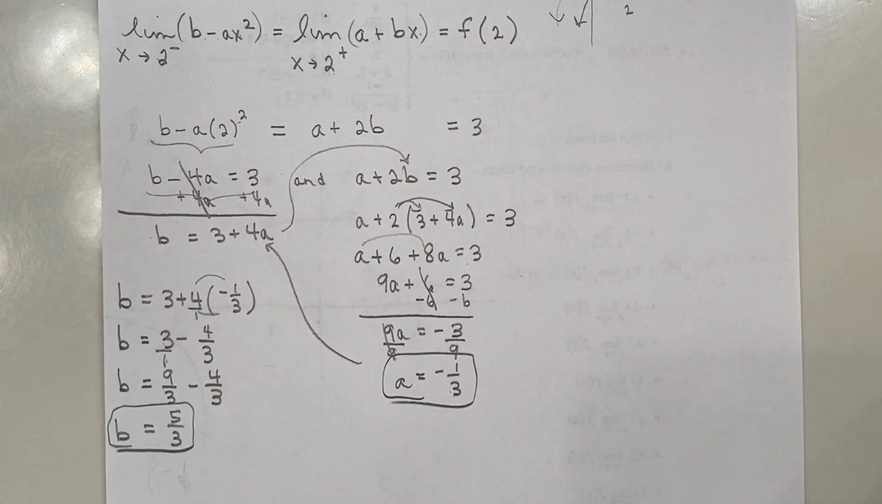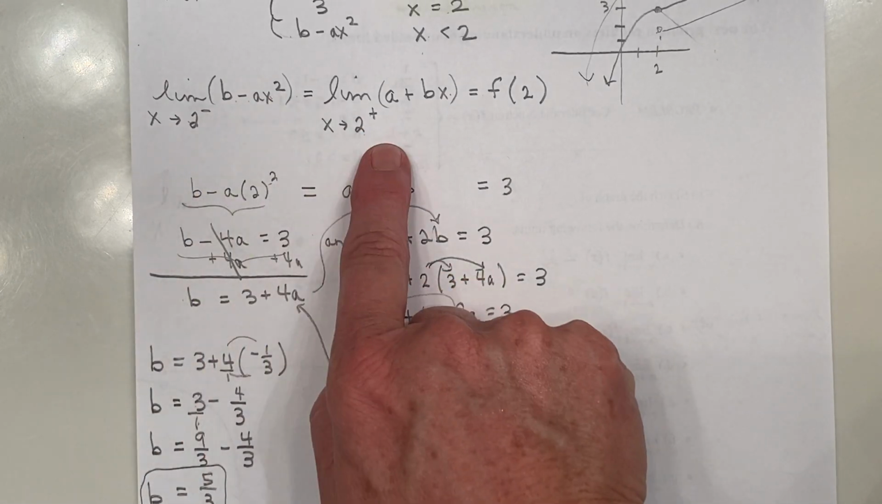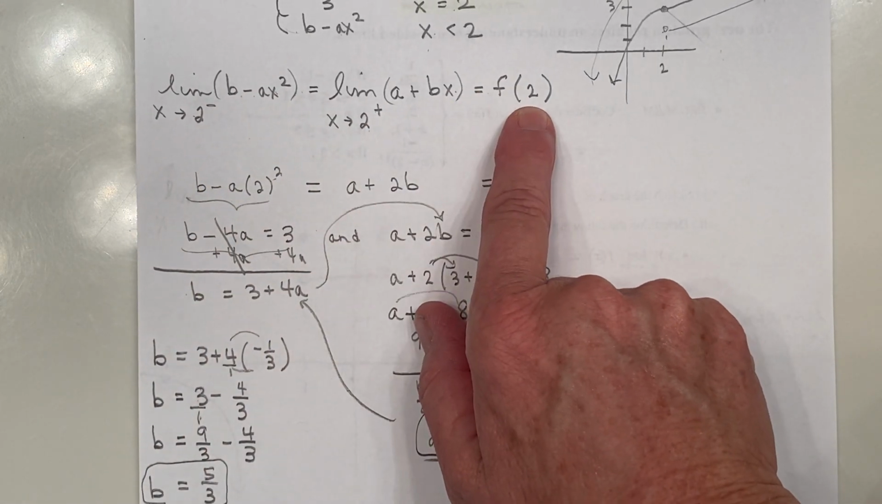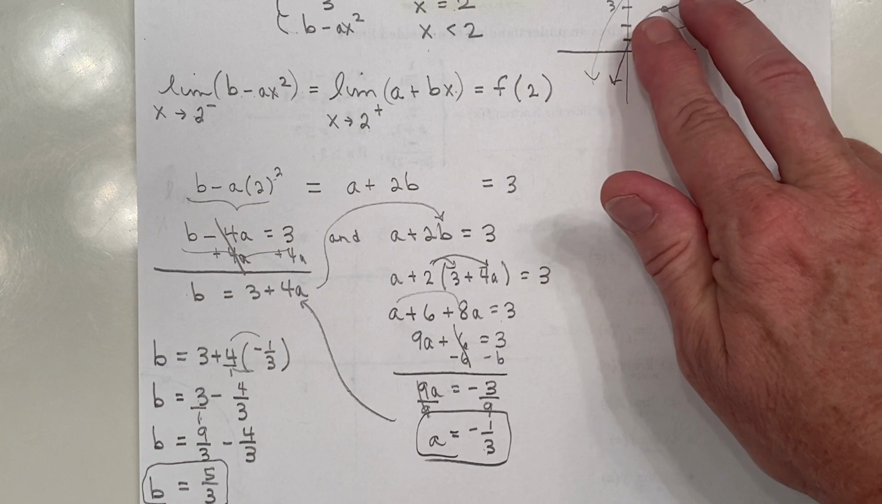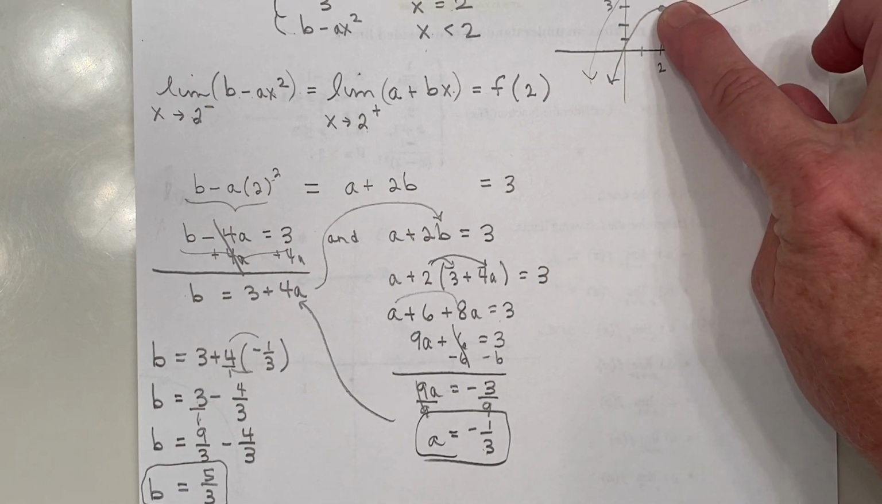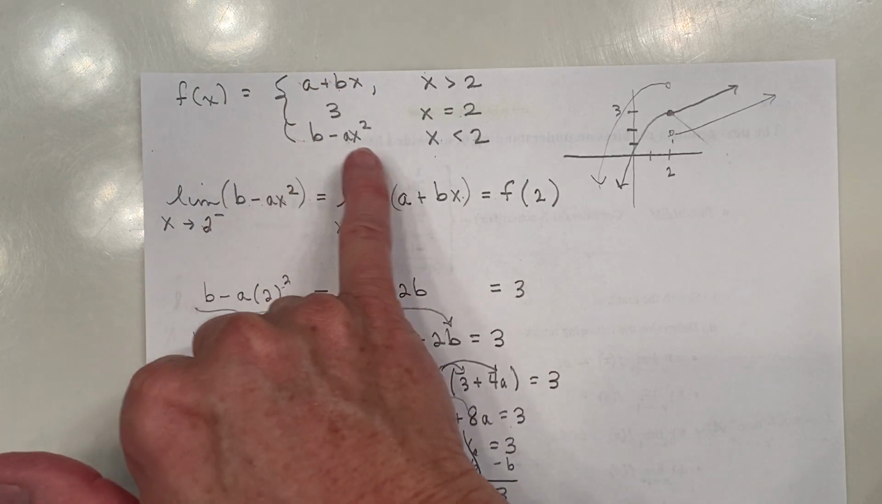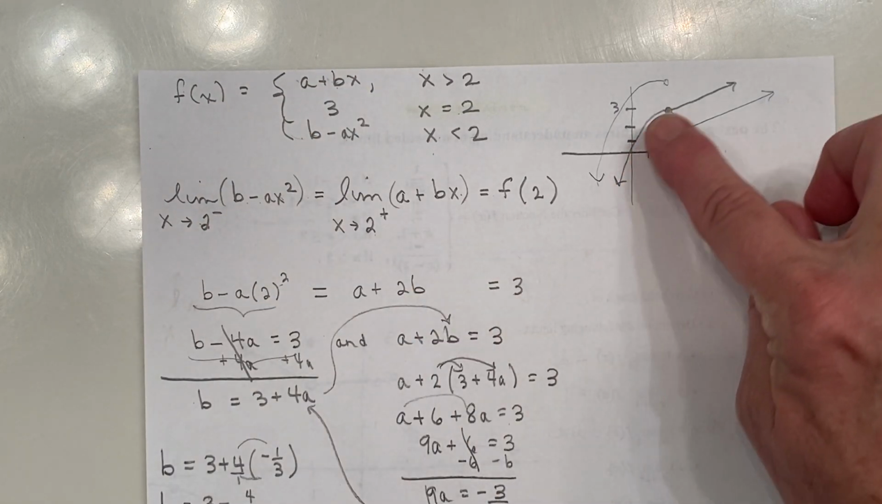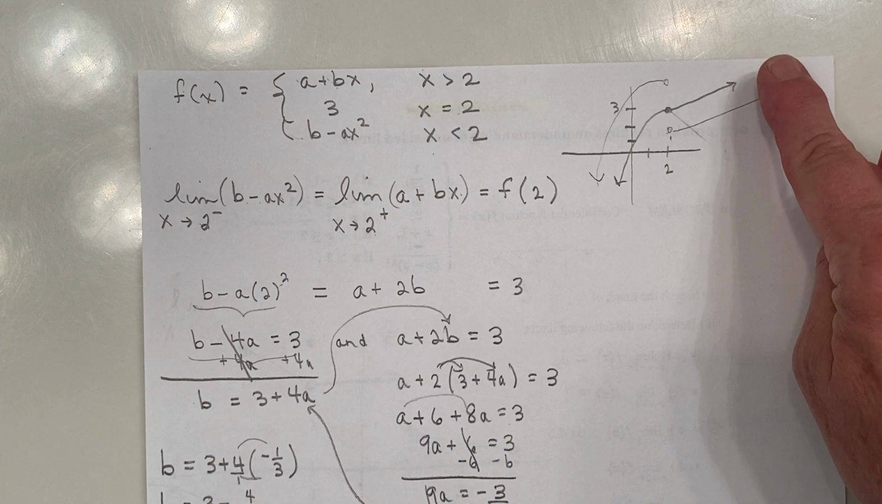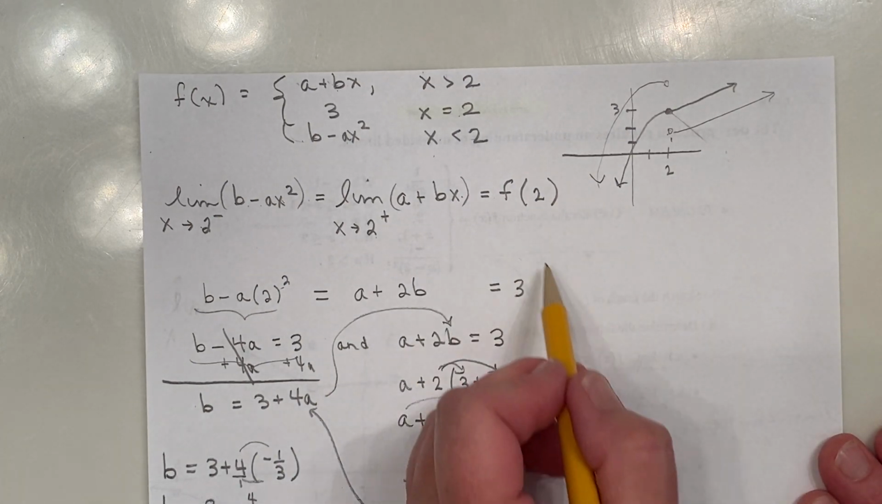Whew, that's a lot. But remember, they want the left limit to equal the right limit, but then both of those to equal the functional value. They want that graph to come into the same point there. So these are the A and B values that, when placed back in, would create a graph so that it's connected and continuous. And that was the purpose.